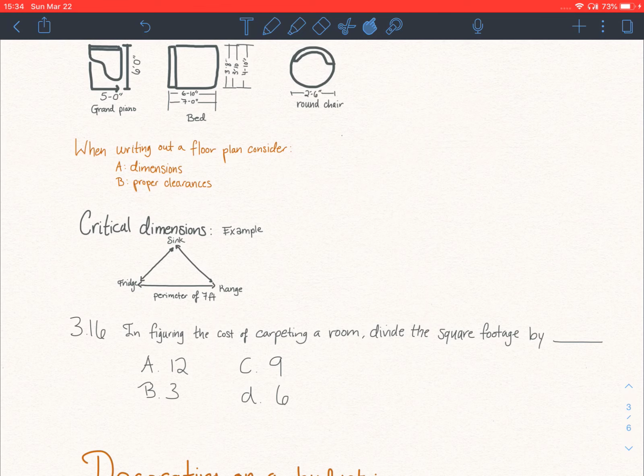And then there's something called critical dimensions, in which certain appliances have to be a certain distance apart. There is a work triangle which allots enough room so that you can actually work efficiently. The one that they have is for the kitchen, which is the sink, fridge, and range, and they recommend a perimeter of 7 feet, just so that you're not running into everything. And I guess the risk of injury is low at that point.